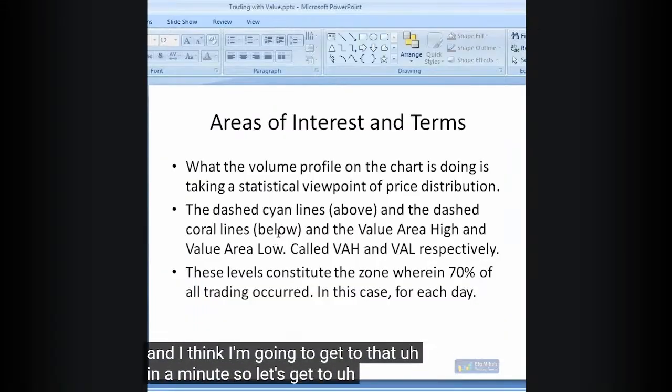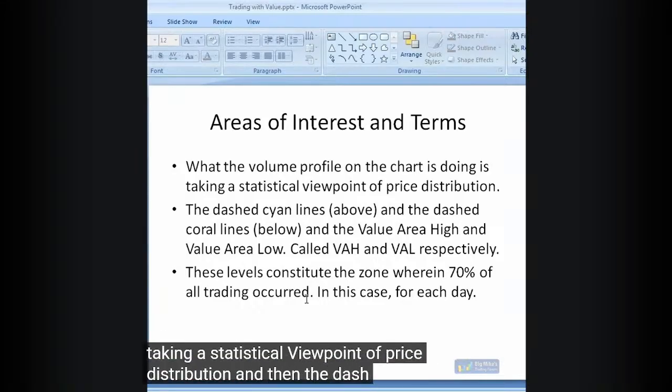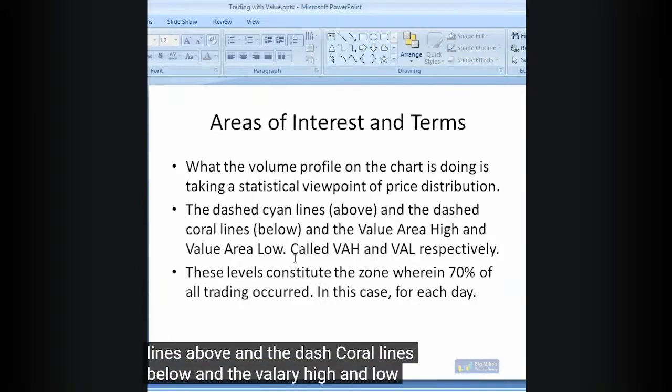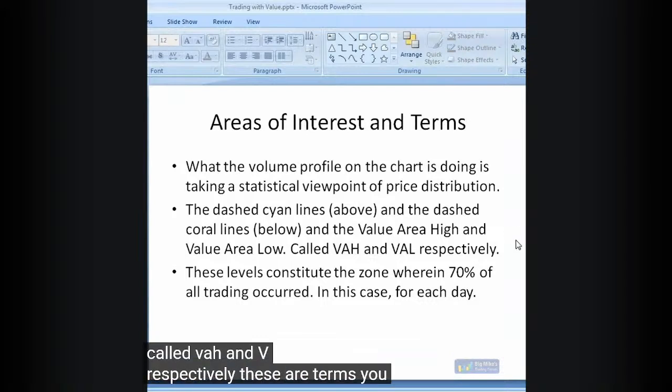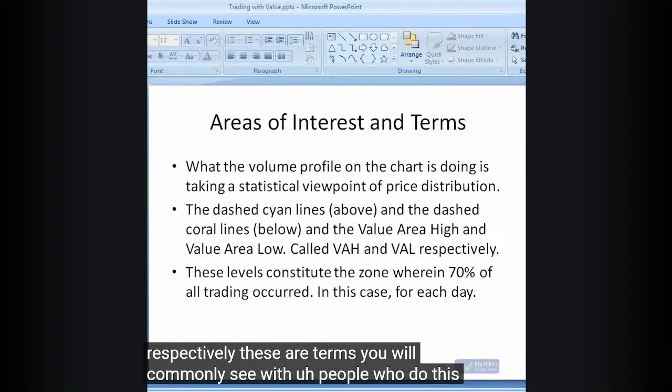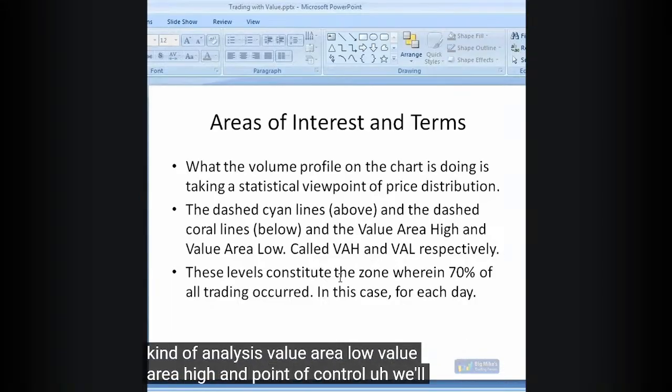So let's get to areas of interest. What the volume profile chart is doing is taking a statistical viewpoint of price distribution. The dashed cyan lines above and the dashed coral lines below, the value area high and low, are called VAH and VAL respectively. These are terms you will commonly see with people who do this kind of analysis: value area low, value area high, and point of control. We'll get to that in a minute.